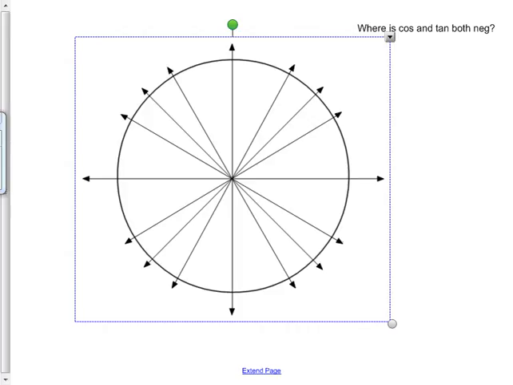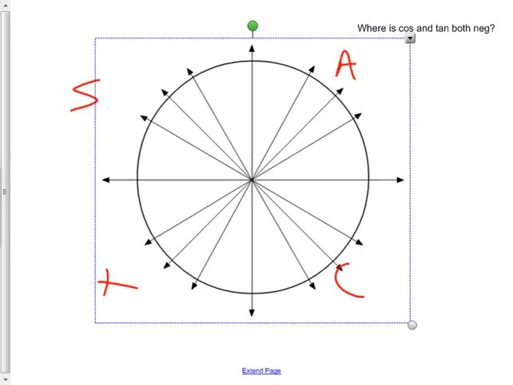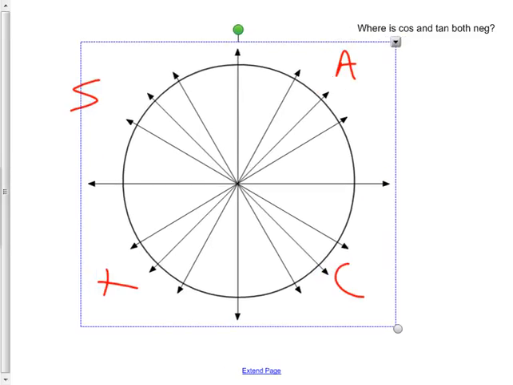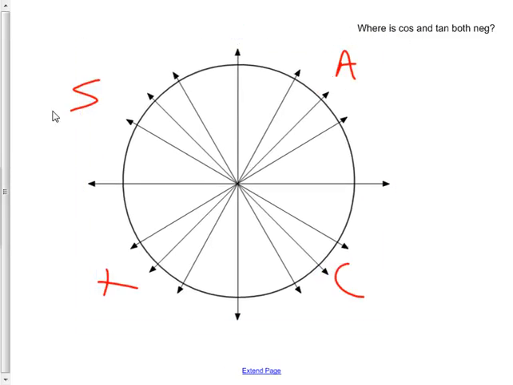If I have that little saying, all students take calc, that reminds me where things are positive and where things are negative. So, why can't I make this stop being highlighted? I don't get that. There, okay. If I asked where is cosine and tangent both negative, I'd like you to draw one of these, or you've got one on your page. Just put your pencil in the right quadrant where you think I should draw my triangle if cosine and tangent are both negative. There's only one quadrant that could work.